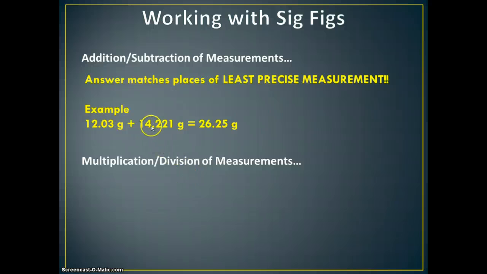So if I take the measurement 14.221, which knows the hundredths place for sure and guesses in the thousandths, I can't keep that thousandths measurement, because once I guessed on .03, anything beyond that is a guess. So we lop it off to the least precise measurement, which means we only report back 26.25. We round off and leave off the ending.